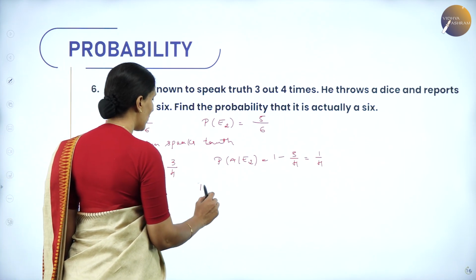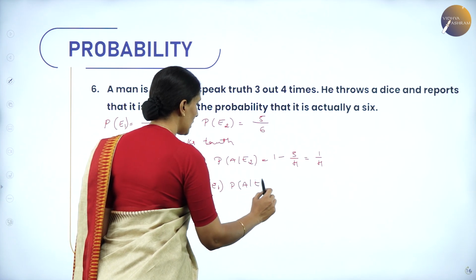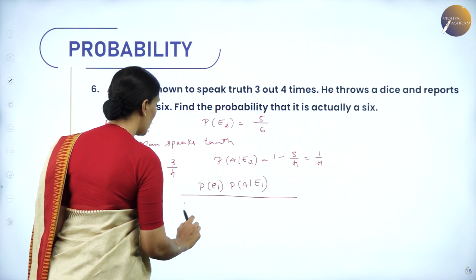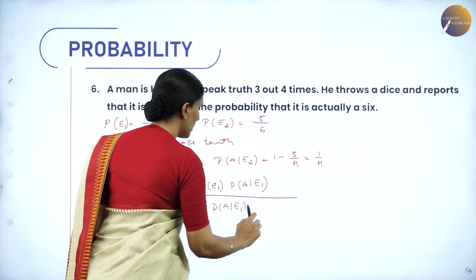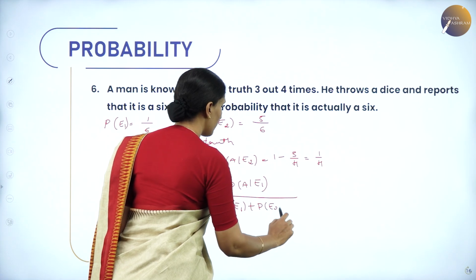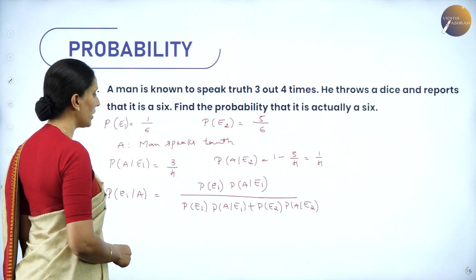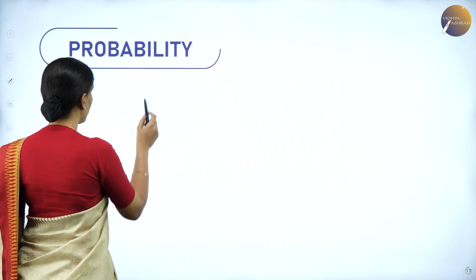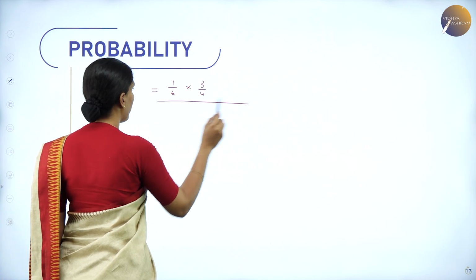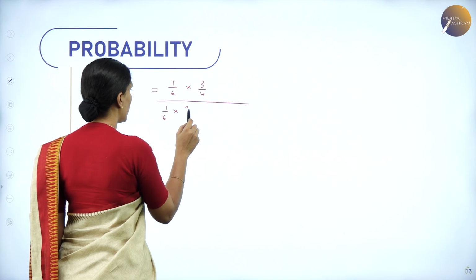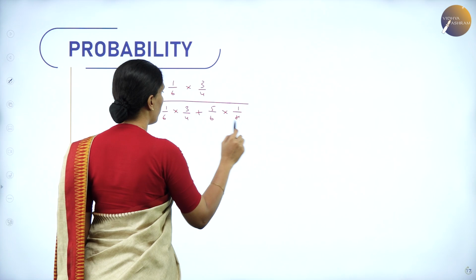So using Bayes theorem, we can write P of E1, P of A given E1 whole divided by the total probability P of E1, P of A given E1 plus P of E2, P of A given E2. So now substituting the values here, so we have 1 by 6 into 3 by 4 whole divided by 1 by 6 into 3 by 4 plus 5 by 6 into 1 by 4.